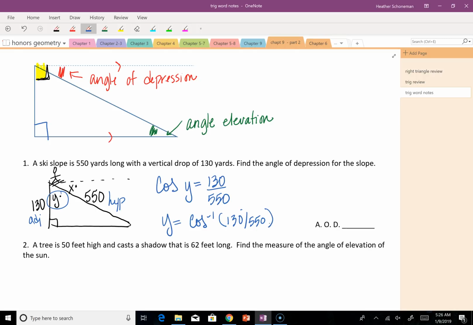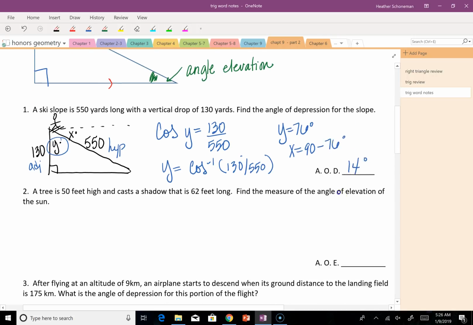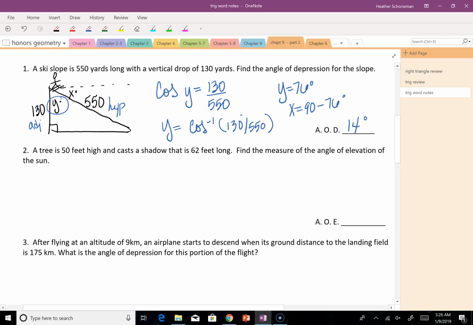Okay, so to the nearest whole degree, because it's an angle measure, we get 76 degrees. But that's not what we want. We wanted x. So to get x, it's outside the triangle, so we do 90 minus 76, which is 14 degrees, which is not a lot, but most of us aren't insane skiers and don't want to plummet to our death. Okay. A tree is 50 feet high.